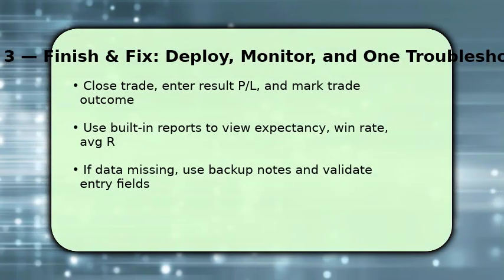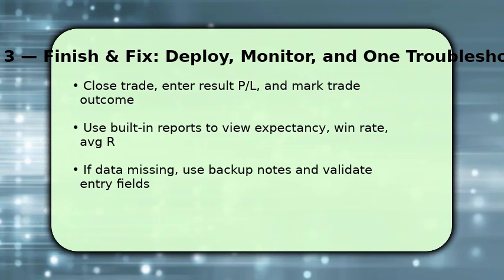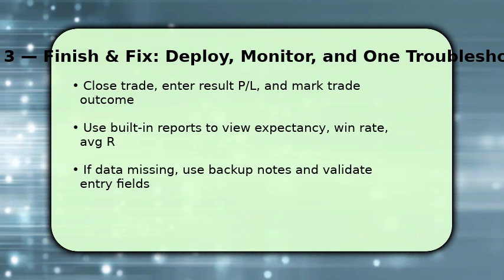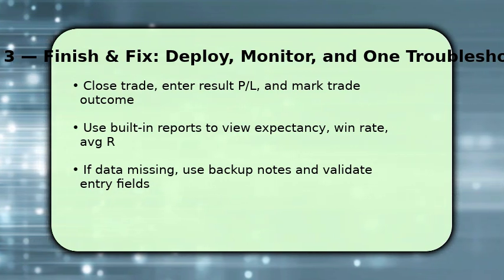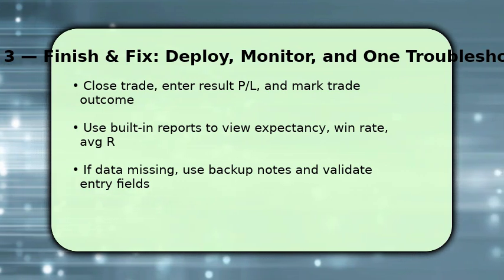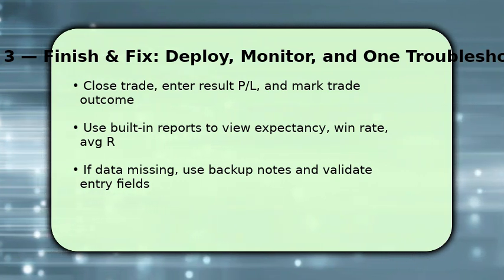You finish by closing the trade and immediately recording result P/L, outcome, and any deviations from plan. This completes the feedback loop. Then run the app's reports to see expectancy, win rate, and average R. These metrics reveal whether your edge exists.